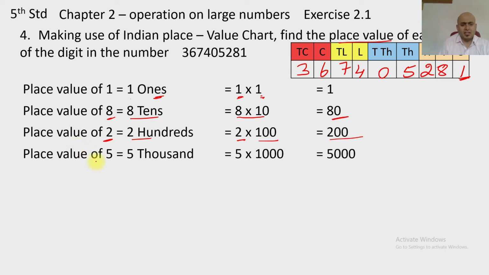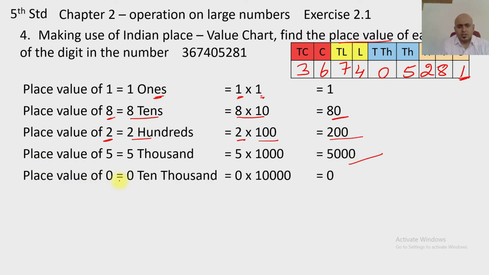Place value of 5 is equal to 5,000. 5 is in the 5,000 place. So that is 5 into 1000, multiply, we get the answer 5,000. Therefore the place value of 5 is equal to 5,000. In the same way, 0 is in the 10,000 place. So 0 into 10,000 is 0 only. So the value of 0 is always 0.